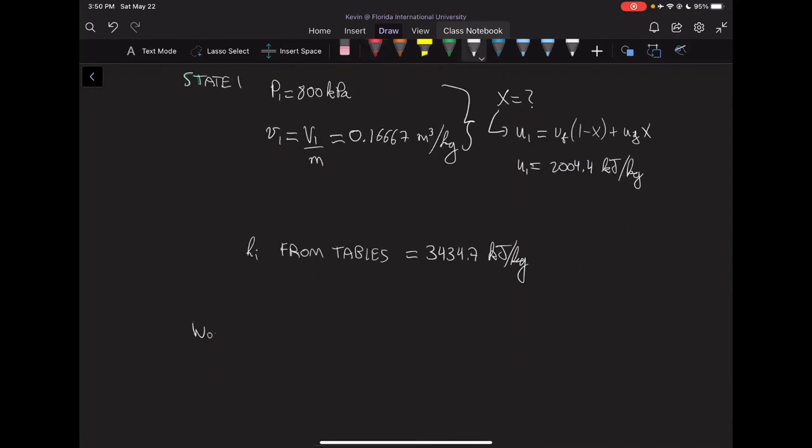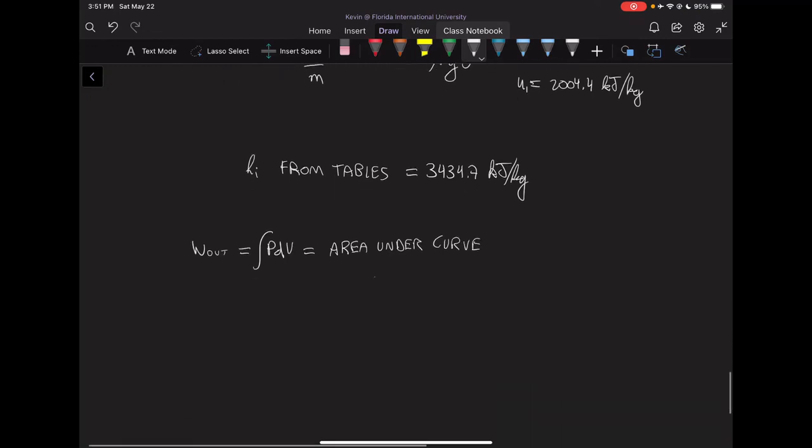So how do we find the work out when we have a piston cylinder? Well, we know that it's the integral of PdV. And in this case, we have a constant pressure, so it's just going to be the area under the curve. And our process is going to look something like this. So we have our pressure, our volume, and we're just going to go from point 1 to point 2, where we increase our volume. And we have our value at volume 1, we have our value at volume 2, and we have our pressure constant of 800 kilopascals.